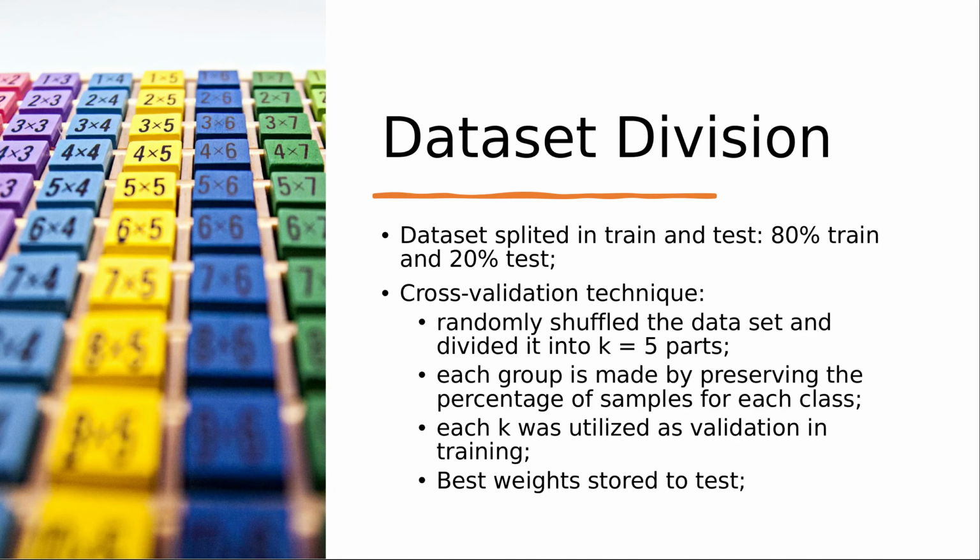In the experiments, we divide the dataset into training and testing, where 80% was used for training and 20% for testing. We use a cross-validation technique where we randomly shuffle the dataset and divide it into k equal to 5 parts. Each group was made by preserving the percentage of samples for each class, and each fold was utilized as validation in the training. Finally, the best weights of the models were stored to test.